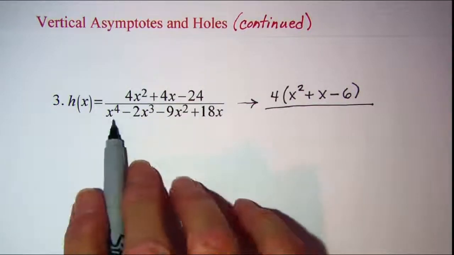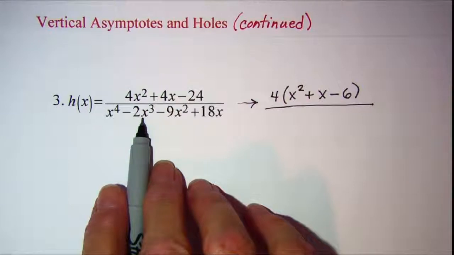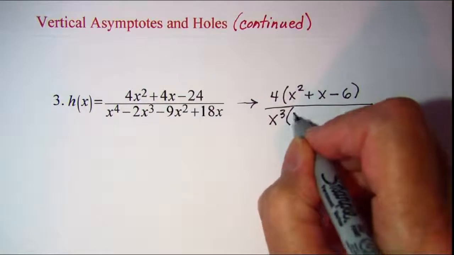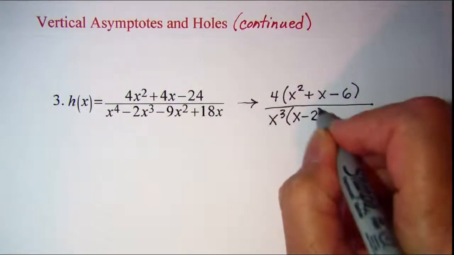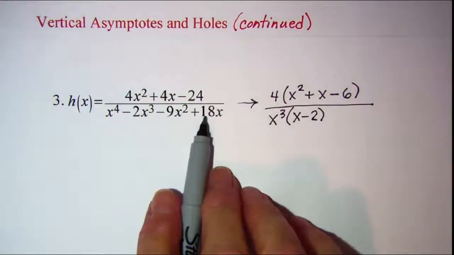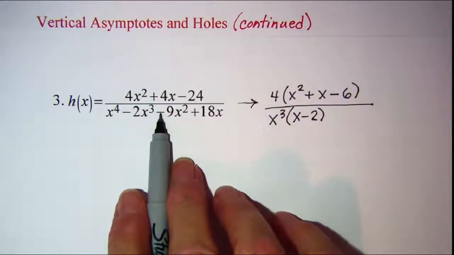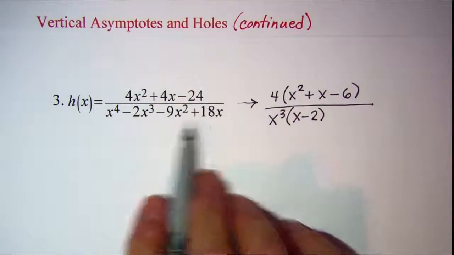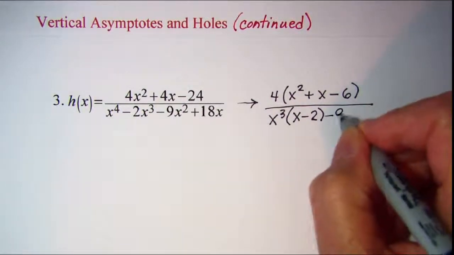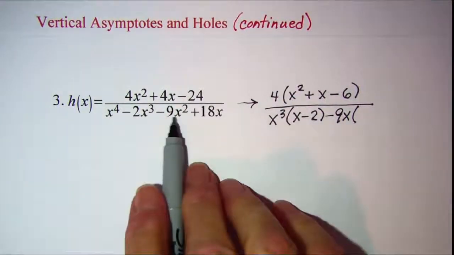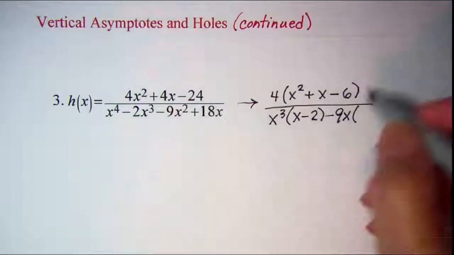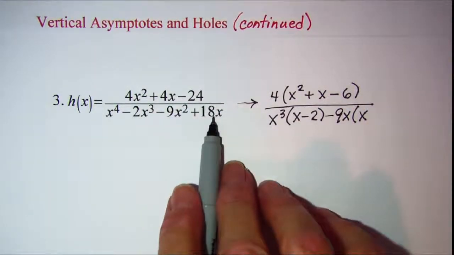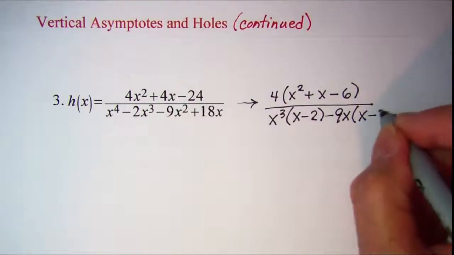So in the first two terms, I can factor out an x cubed. And in the second two terms, since this term is negative, I'll need to factor out a negative 9x. So I'll be left with x in this term, and then negative 2 in the second.